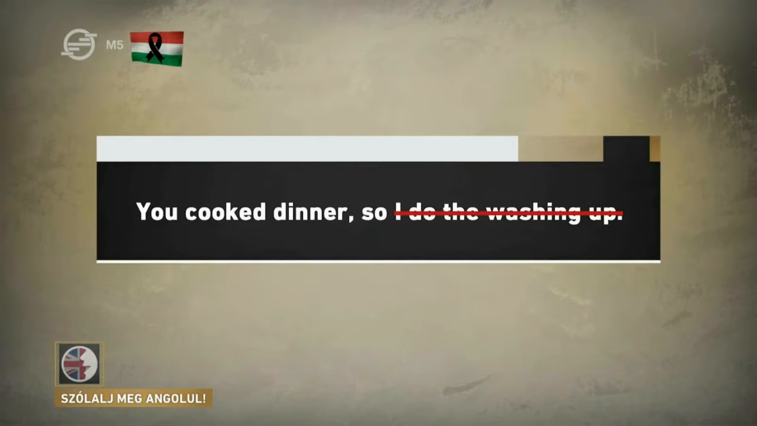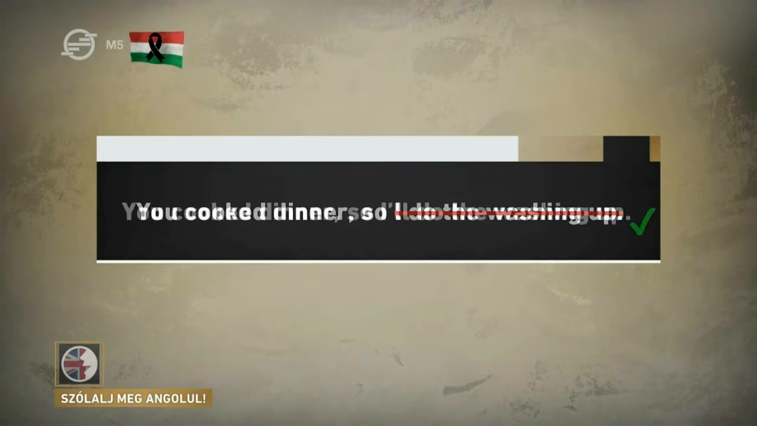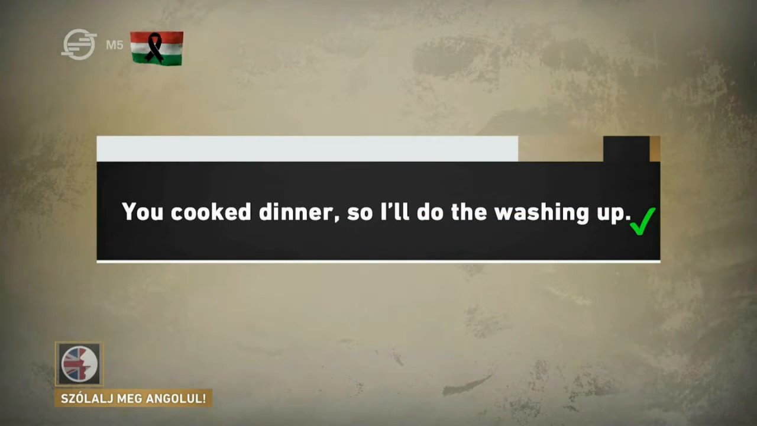We have to be careful not to use the present simple in sentences like these. In these sentences, where we decide to do something when we speak, or when we offer to do something, we can't say, you cook dinner, so I do the washing up. We have to say, you cook dinner, so I'll do the washing up.